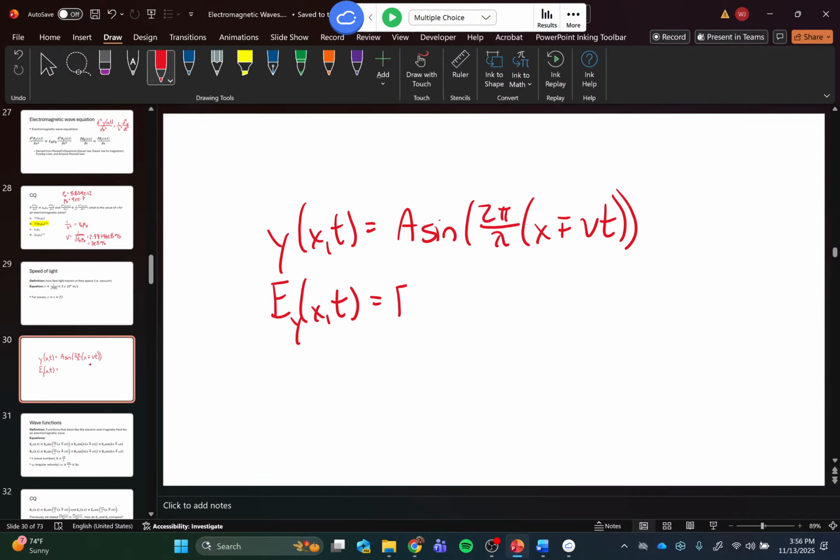and this equals, instead of my amplitude, I'm going to put E naught. That's the maximum of the field. I still have 2 pi over lambda. I still have x. What's the speed? What's the velocity of the speed of light? It's c. Great. That's the equation that shows up on the next slide.